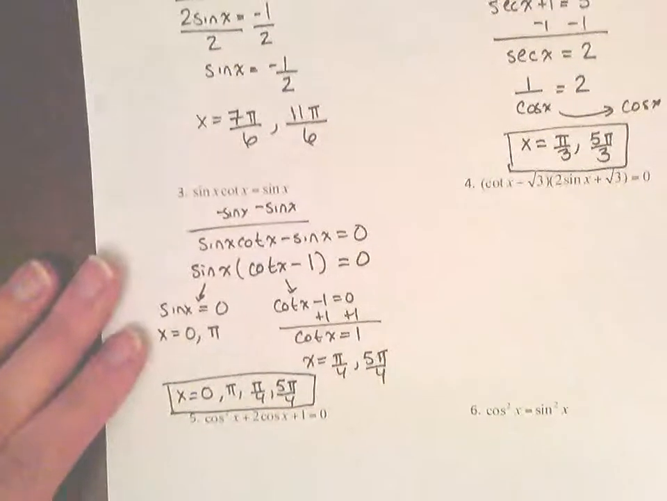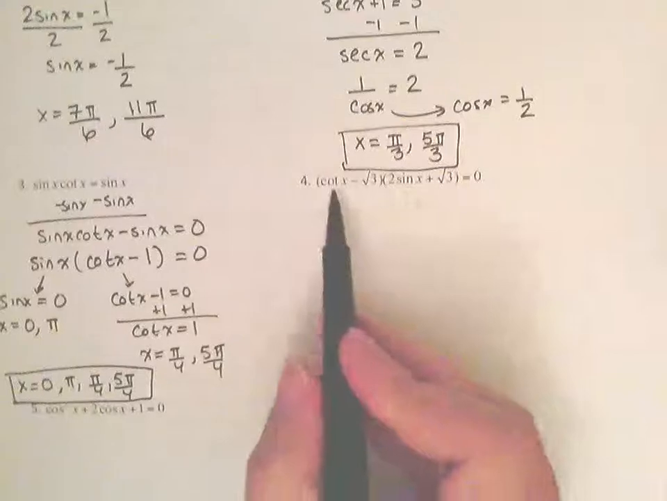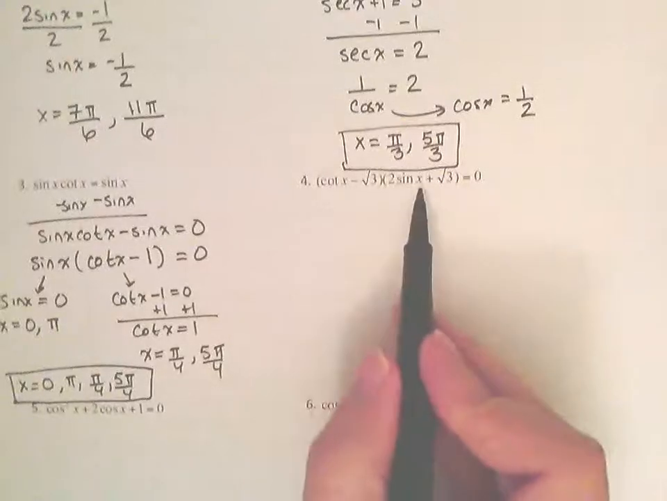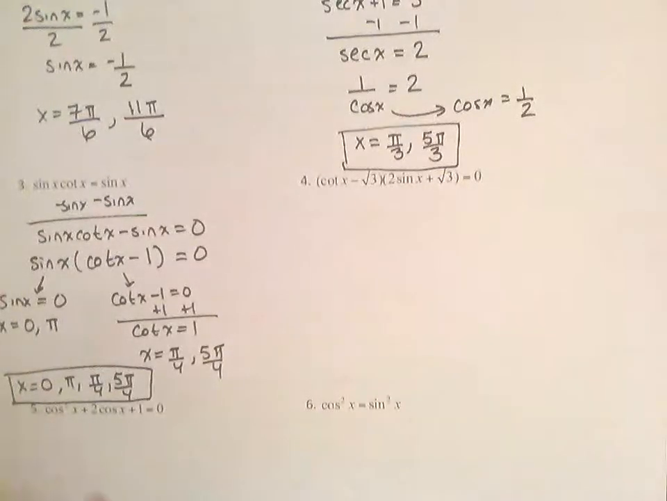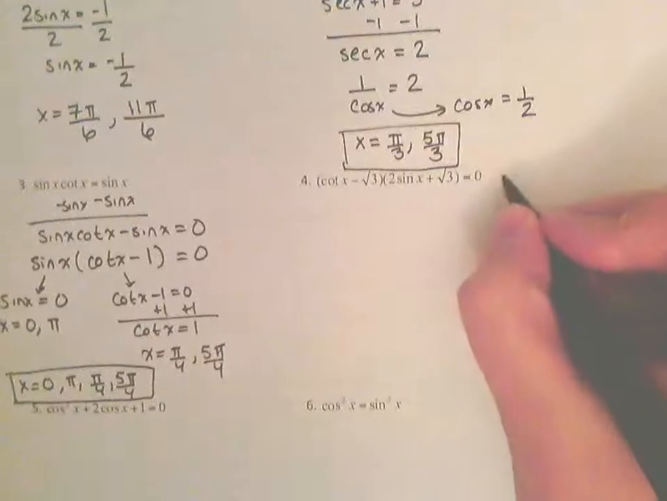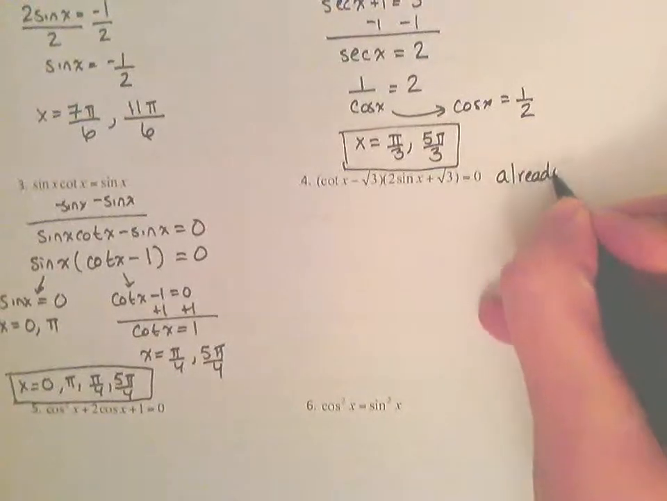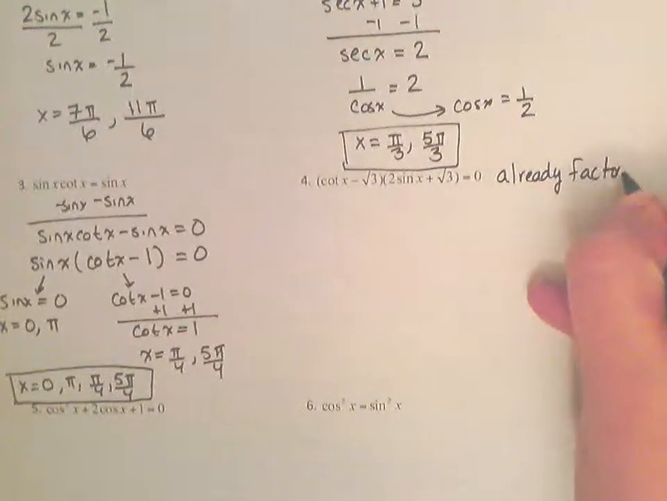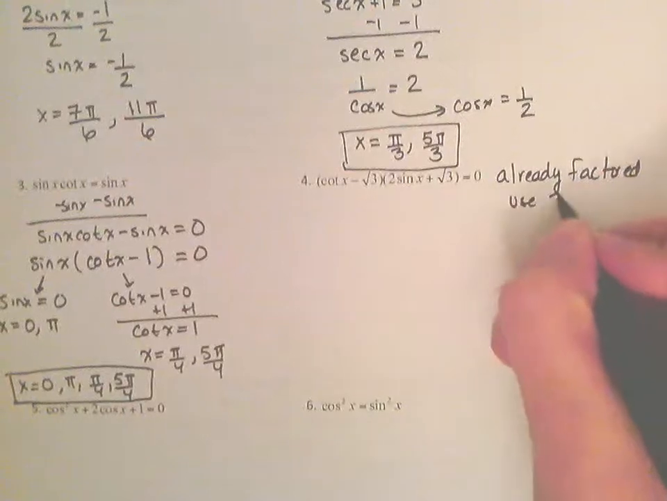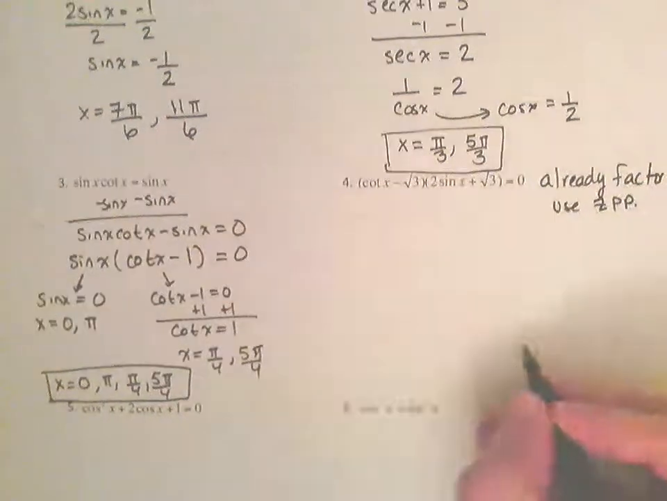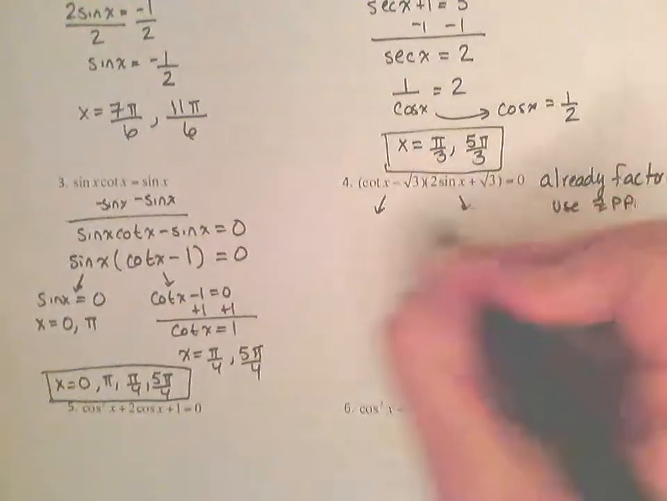All right? So this problem, don't try to complicate it by distributing and doing all that, because remember, even if it is in a quadratic equation, you want to factor it. And we're lucky here because it's already factored. So when it's already factored, we can use the zero product property right away. So we set both sides equal to 0.